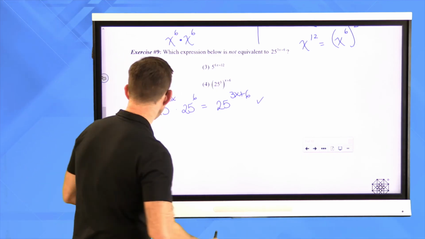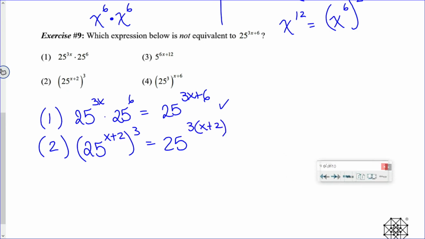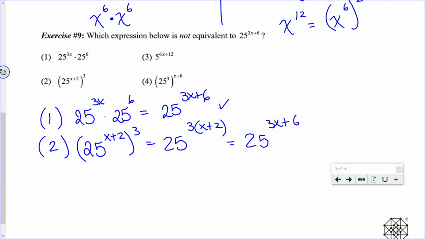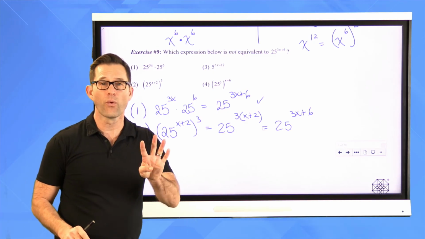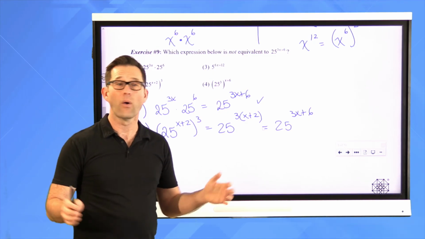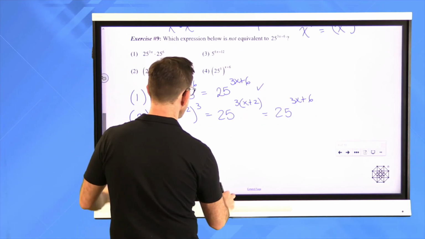All right. Choice 2, right, says 25 to the x plus 2 to the 3rd. Well, that would be 25 to the 3 times x plus 2, right? That's our second exponent property. And that would be 25 to the 3x plus 6. All right, so that's good to go. Now let me illustrate. Choice 4 is the one that's not equivalent. Let's talk about why it's not. And then we'll go back and actually I'd like to take a look at why choice 3 still is equivalent.